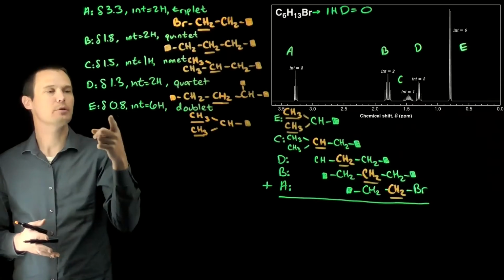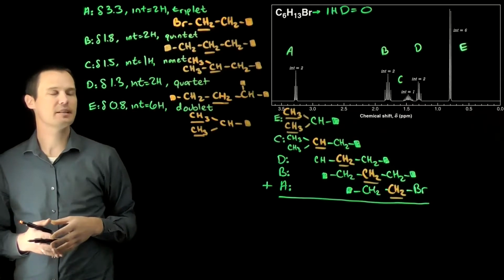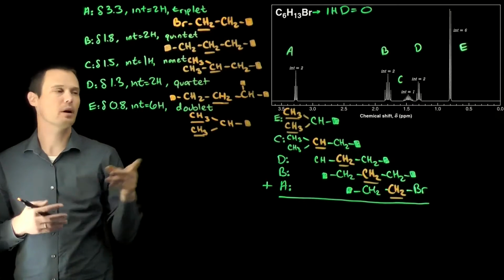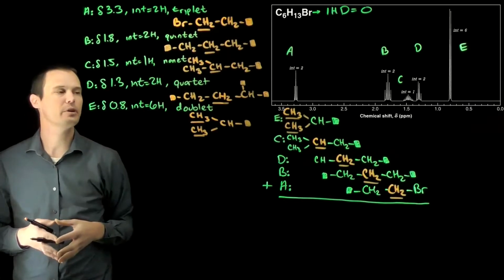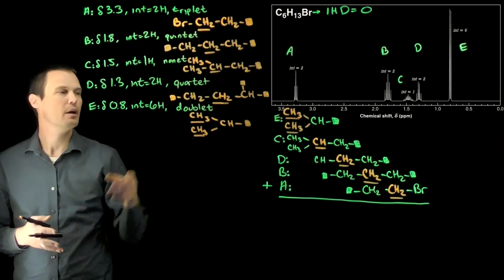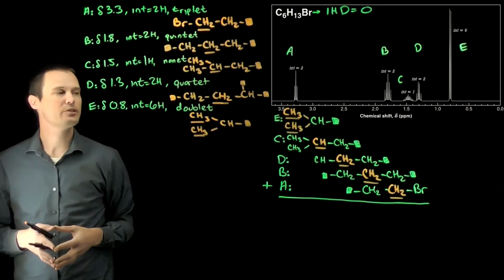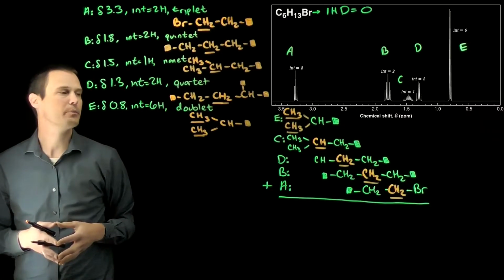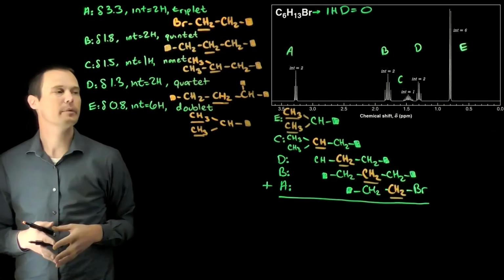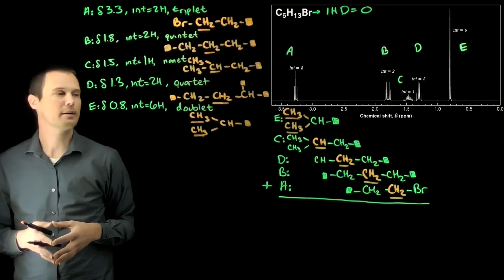Finally, signal E has a chemical shift of 1.8, an integration of 6 hydrogens. Can't have 6 hydrogens around 1 carbon, so the next most likely scenario is 2 identical CH3 groups. And it's a doublet, so those are likely attached to a carbon that has 1 hydrogen neighbor. The neighbor is not underlined, and that carbon has 1 more open valence shown by the box.